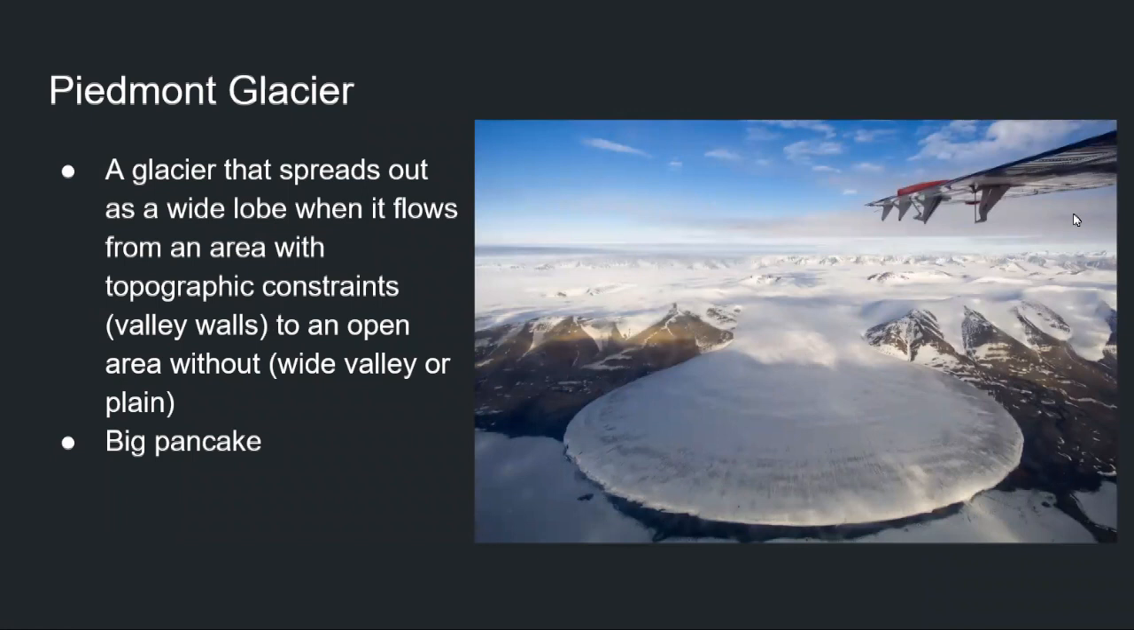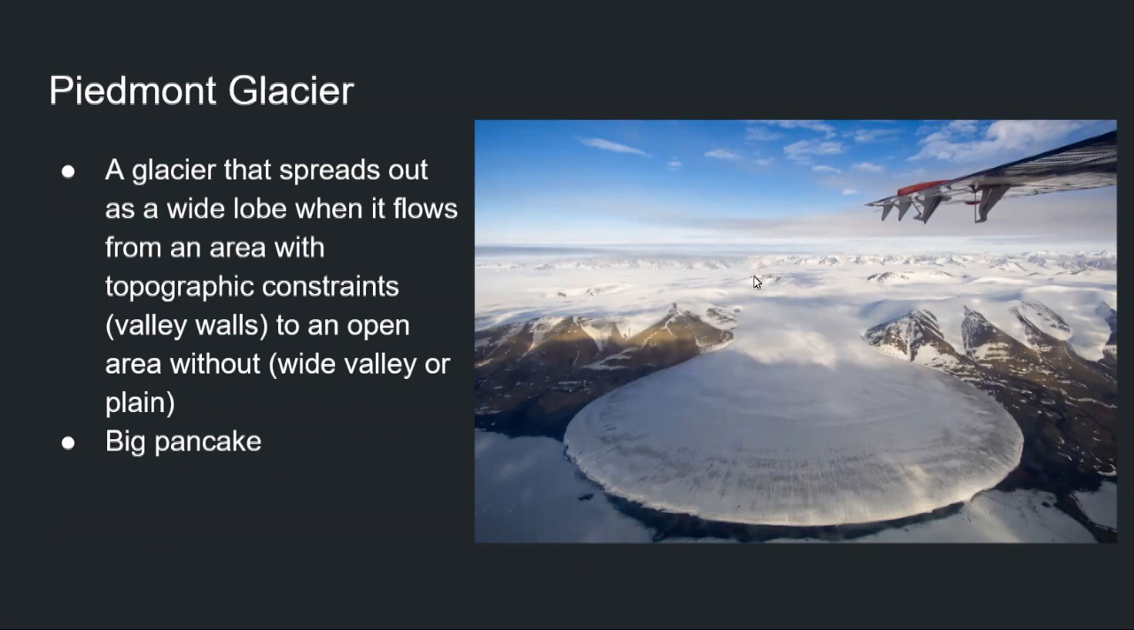A valley glacier is constrained by the fact that it's in a valley. It doesn't have many places to go but downhill and follow the valley shape. Piedmont glaciers don't follow any shape. It's ice that spills into some plains or something like that. It has some room, basically.